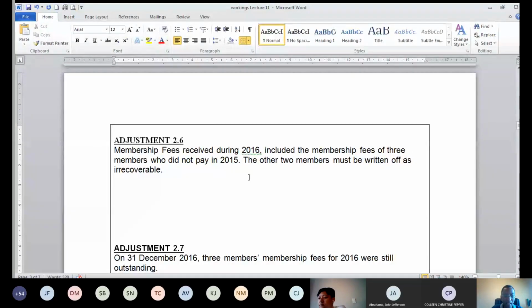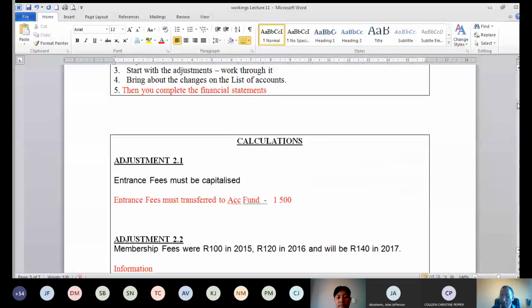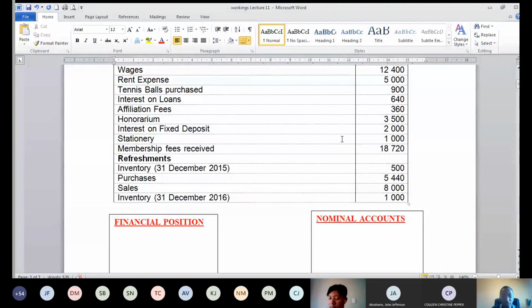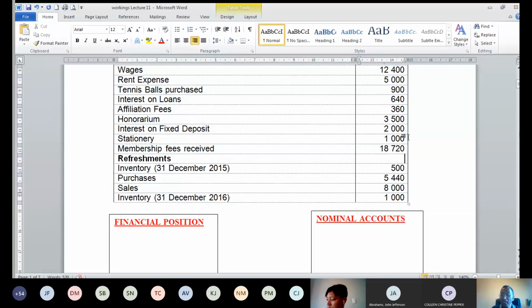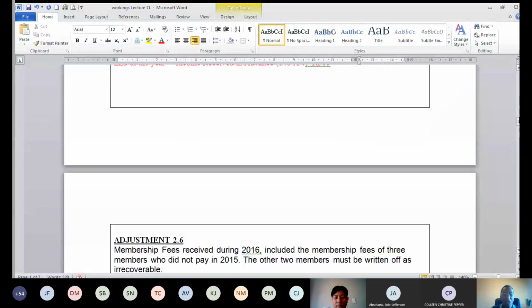The next item, guys, I am on to 2.6. The membership fees received during 2016, which is included in the membership fees that we received during 2016. Now, when they talk about the membership fees that they received during 2016, guys, they are referring to the 18,720 that you will get in your list of accounts. Because in the list of accounts, they will tell you that during the course of the year, membership fees received is the amount of 18,720.